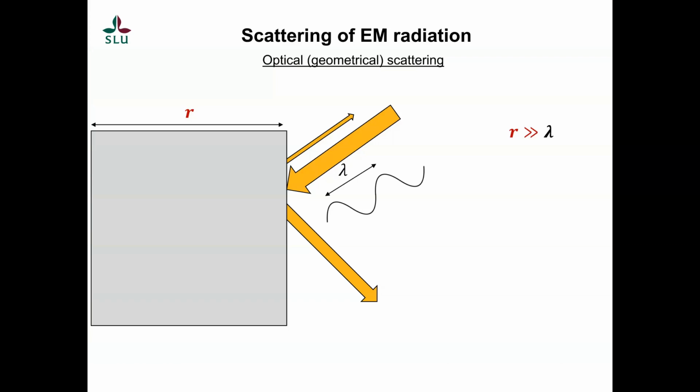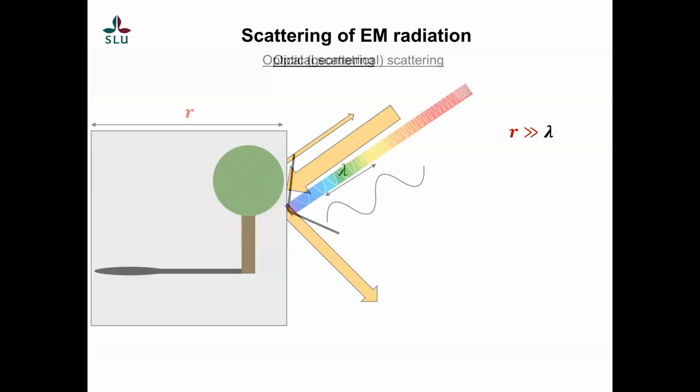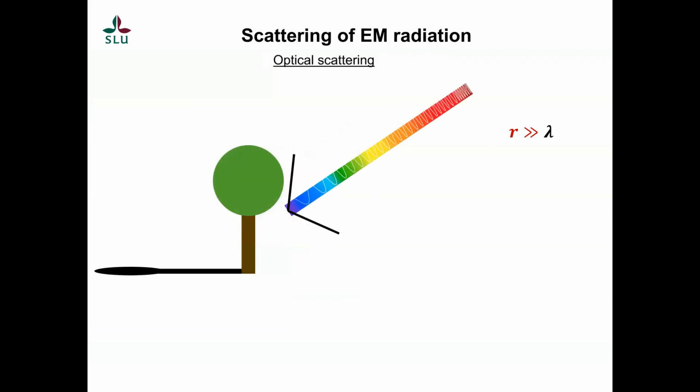And that is what we typically know as visible light, where we have a reflection against a mirror, or it's coming back. It's also what we know from visible light, where we get the shadow behind, for example, a tree.